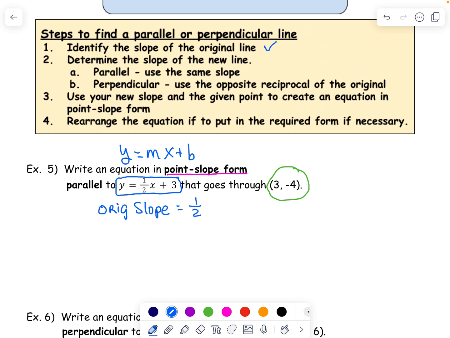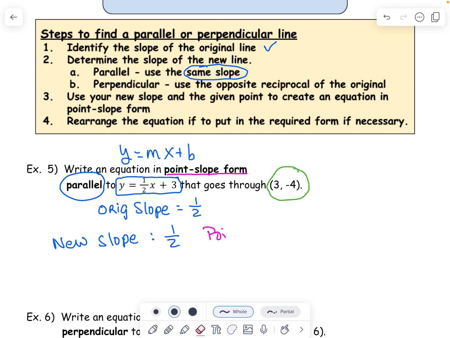Okay, so we identified the slope of the original line. Now we're going to determine the slope of a new line. So because it said parallel, we're going to use the same slope for this one. So our new slope is the same, which means it's just 1/2. And then we're going to use our slope and the given point. Oops, let's use green.